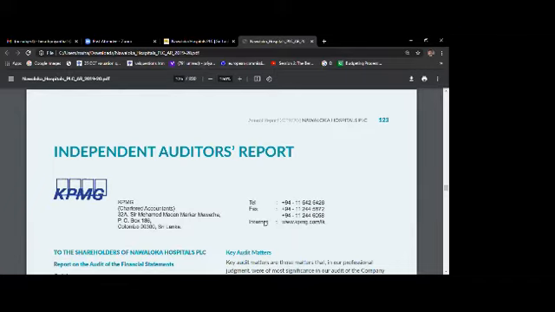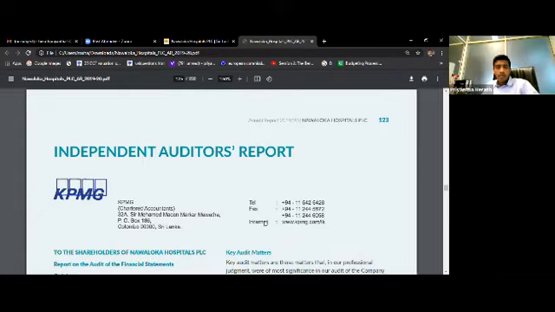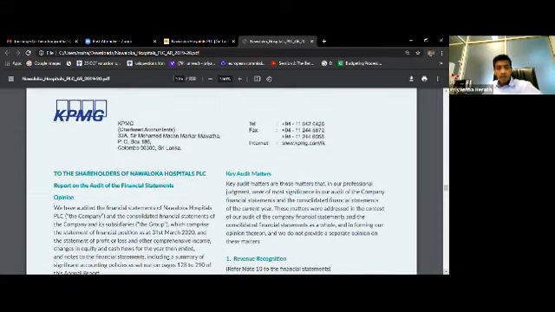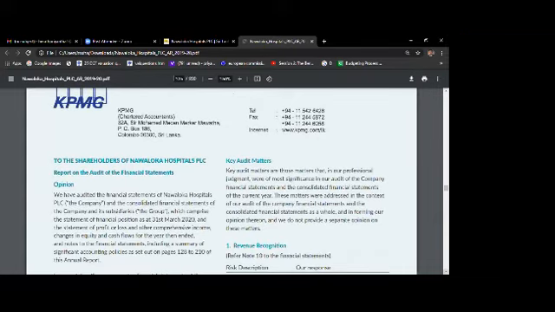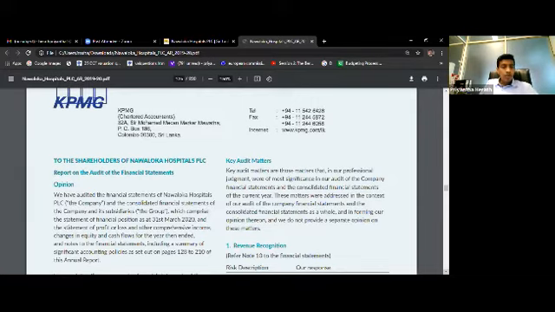Okay. So the heading says independent auditor's report, right? So it's the independent auditor's report, and issued to whom? Issued to whom? The shareholders. Yeah. So here they mention to the shareholders of Navaloka Hospital PLC, right? They issue this report not to the banks, not to the Inland Revenue Department, but to the shareholders of Navaloka Hospital PLC, right?